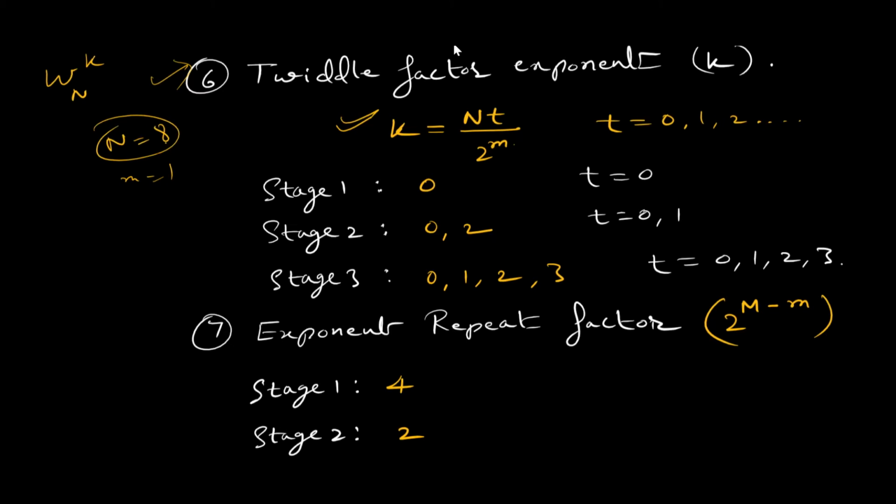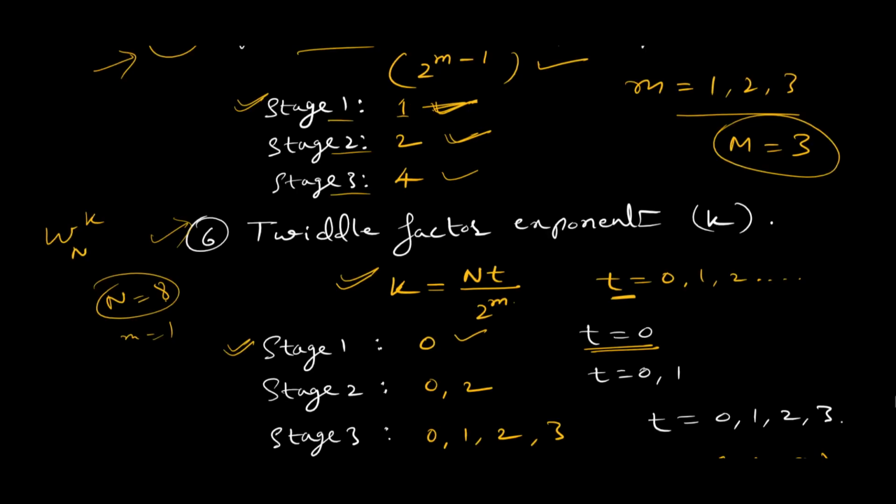Now I'll vary t. For stage number 1, as we can have only one value, we'll consider t equal to 0, and you can substitute and get this value. Likewise, for stage number 2, it can take only two values, so you can have two twiddle factor exponents. Likewise, for stage number 3, you'll have 4 twiddle factor exponents.